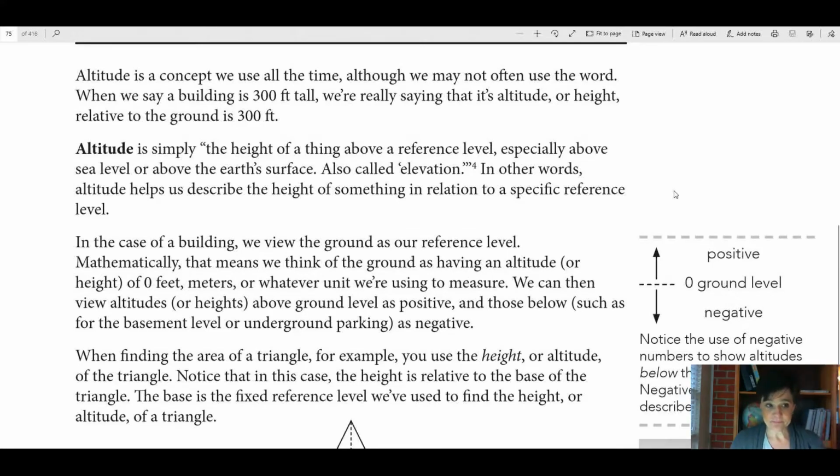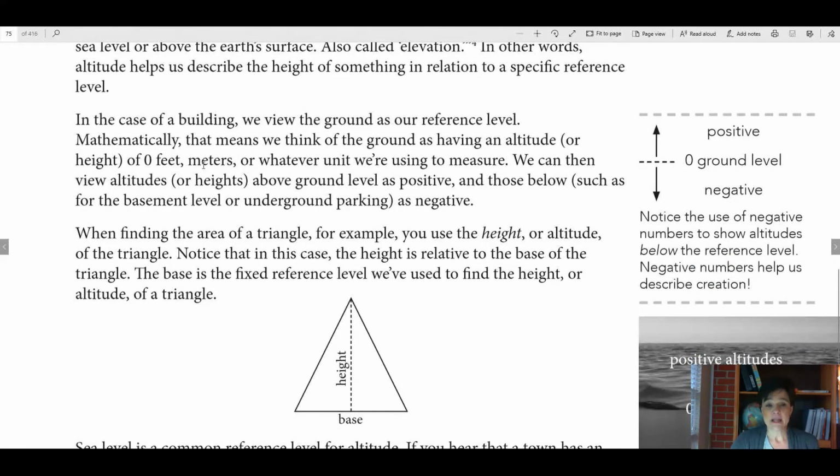is 300 feet. Altitude is simply the height of a thing above a referenced level, especially above sea level or above the Earth's surface, also called elevation. In other words, altitude helps us describe the height of something in relation to a specific reference level. In the case of a building, we view the ground as our reference level. So this would be like our reference. This would be like the ground.